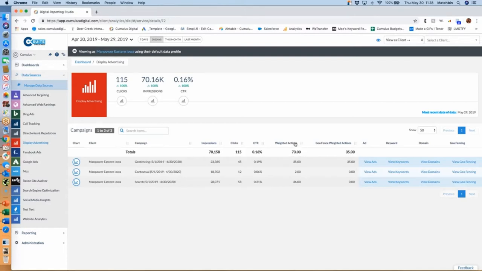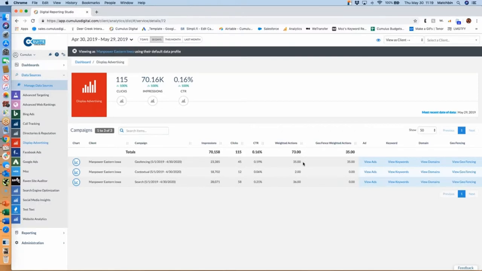If you remember, moving along, the weighted actions is where we put a conversion zone around your business, and we can keep track of how many people enter your business after being served an ad. Just in this month alone, 73 people have entered the Manpower Eastern Iowa's office after being served an ad. And the cool thing about this is it's not 24 people entering two times, or seven or eight people entering 10 times. Once we recognize a device ID has entered the conversion zone, we won't count that device ID again for another 30 days. So it's not like one person comes in every single day and gets counted every day. So 73 different people.